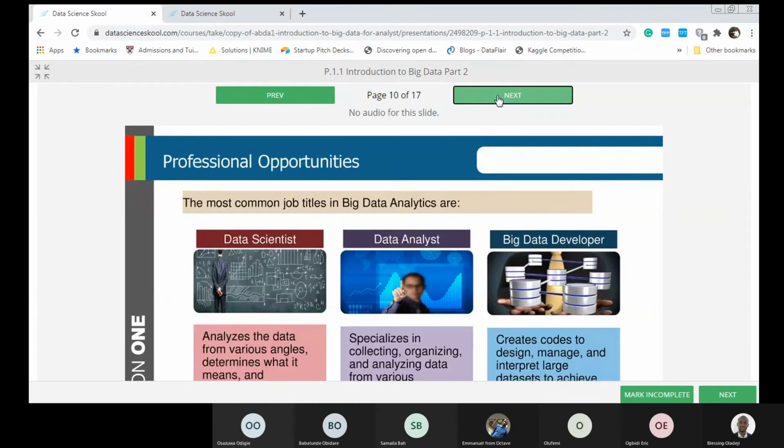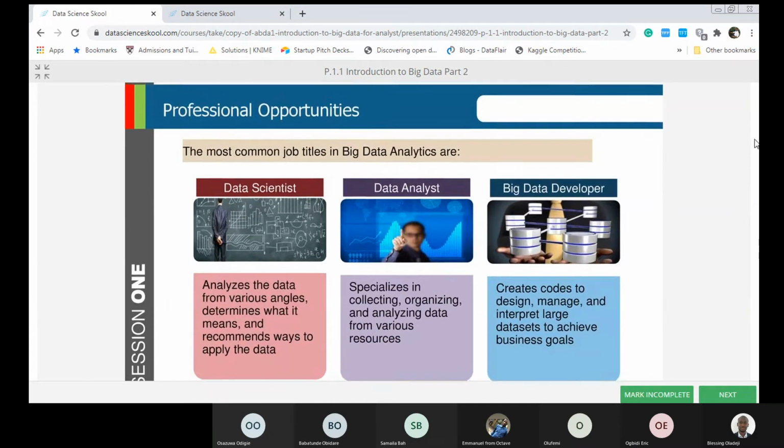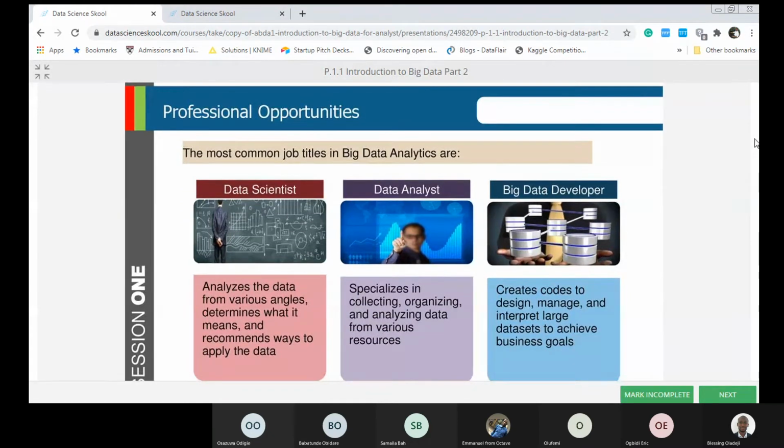So now, what are those different professions that you find under big data? Some of you must have heard of things like data engineer, data analyst, data scientist. What is the difference between all of this? At times, you even hear about data developers. There is what they call big data developers. What is the difference between all of this?